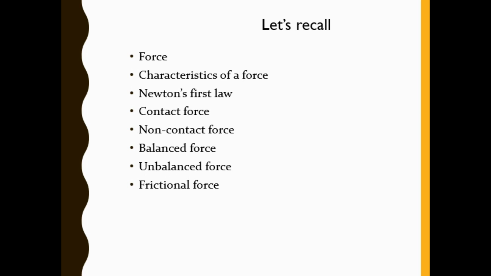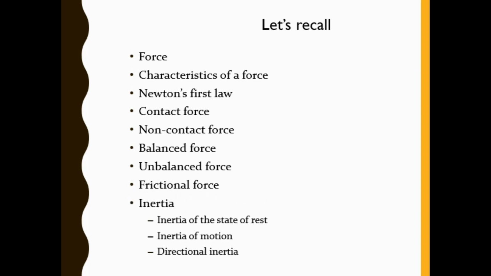Then we have learned about frictional force. Frictional force is a force that acts opposite to the direction of movement. It helps to slow down the moving object. Then we have learned a new concept called inertia. Inertia is the tendency of an object to remain in its existing state. Inertia is classified into three types, that is inertia of rest, inertia of motion, and directional inertia.